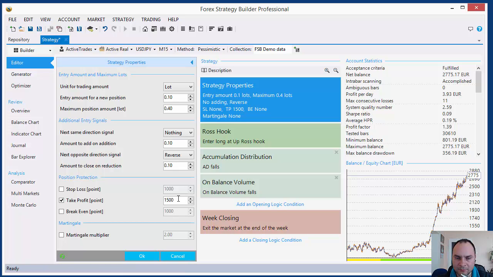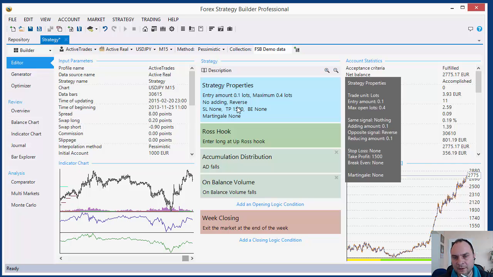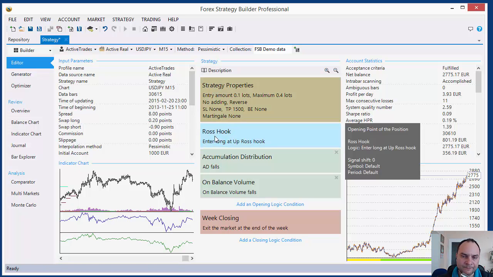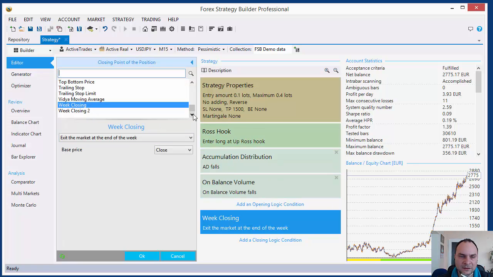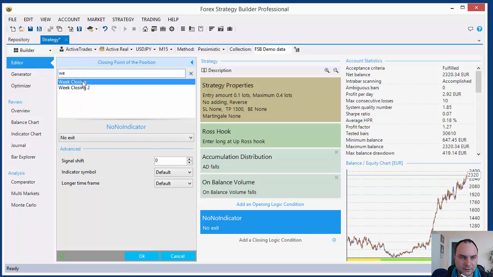Actually, this is not too bad because I have reverse. That's why. When I have a long position, and after that the market changes and we receive the sell signal, the strategy reverses the position and we don't have adding. That's why the exit is not important. I think even if I set no indicator here, the performance will be similar. Okay, let's keep the week closing.